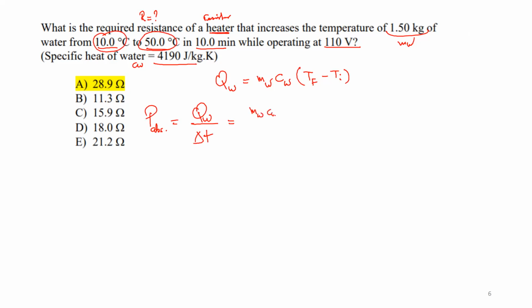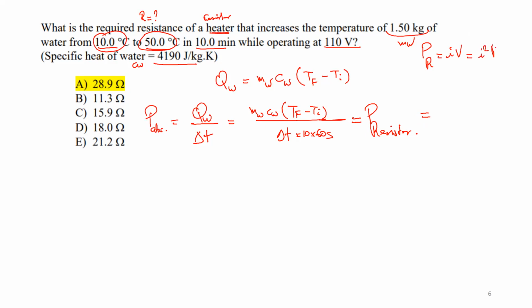It's M water, C water, T final minus T initial divided by delta T. And delta T here is 10 minutes, basically 10 times 60 seconds. And this is the power. Now this power, of course, is given by the heater. So this power is the power of my resistor, dissipated by the resistor. And what's the power dissipated by the resistor? The formula for power dissipated by a resistor is IV, which is the same as I squared R, because V is RI.